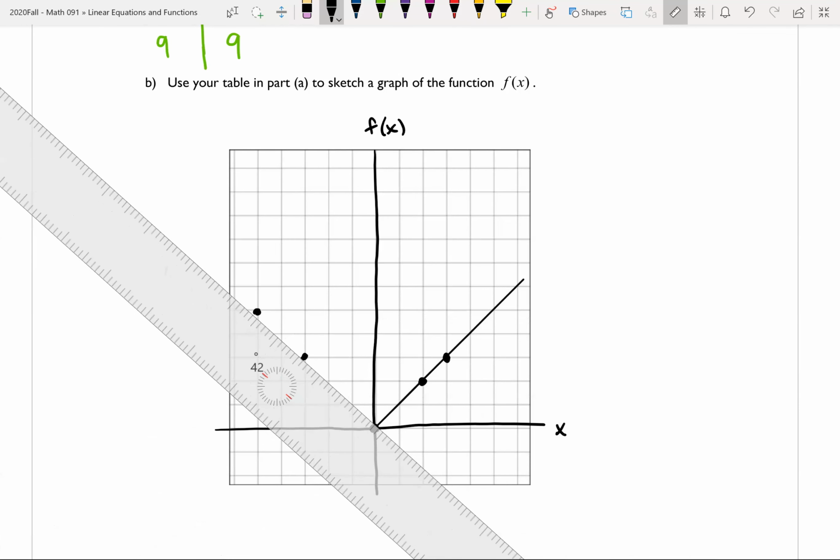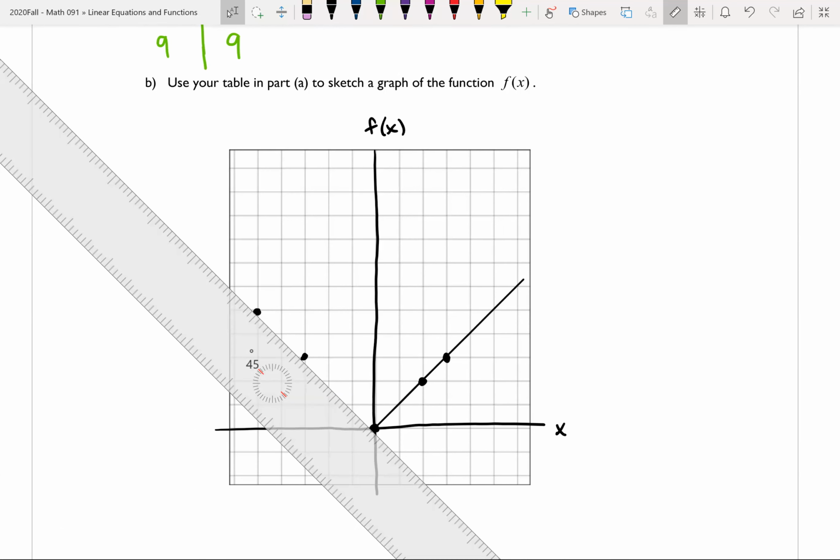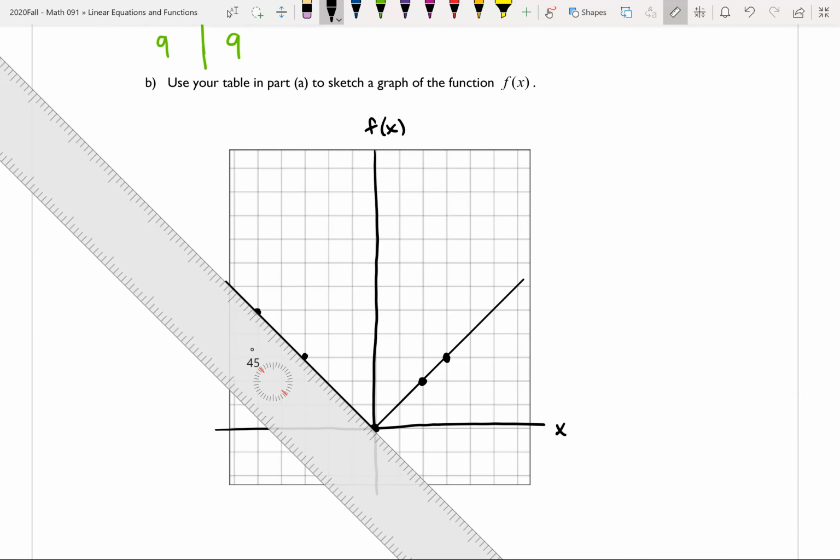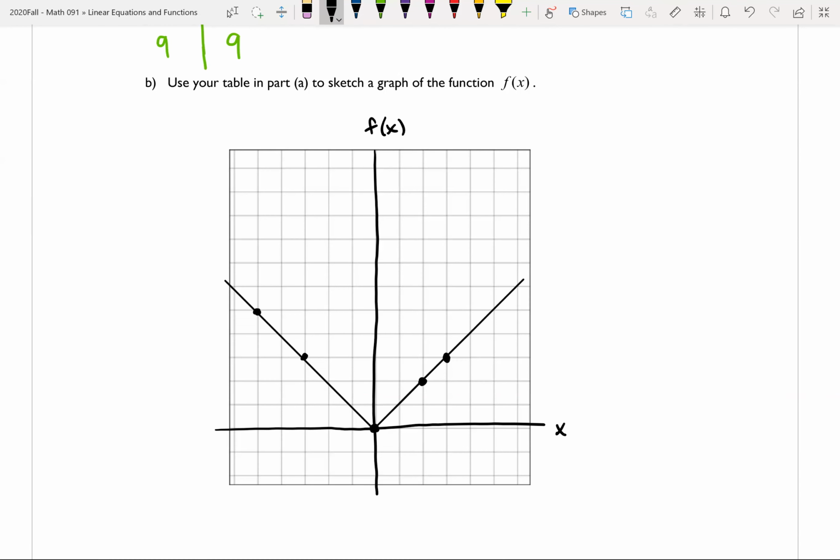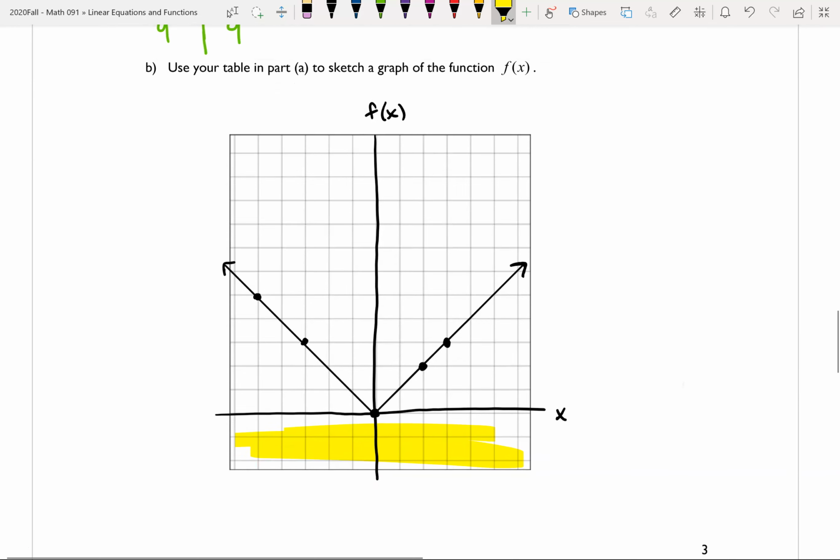So our graph is going to look something like this. I'm going to draw my arrows to indicate that it goes on forever in both directions. And it basically makes this V shape. And notice that there are no negative values down here. Our values are only positive for our outputs.